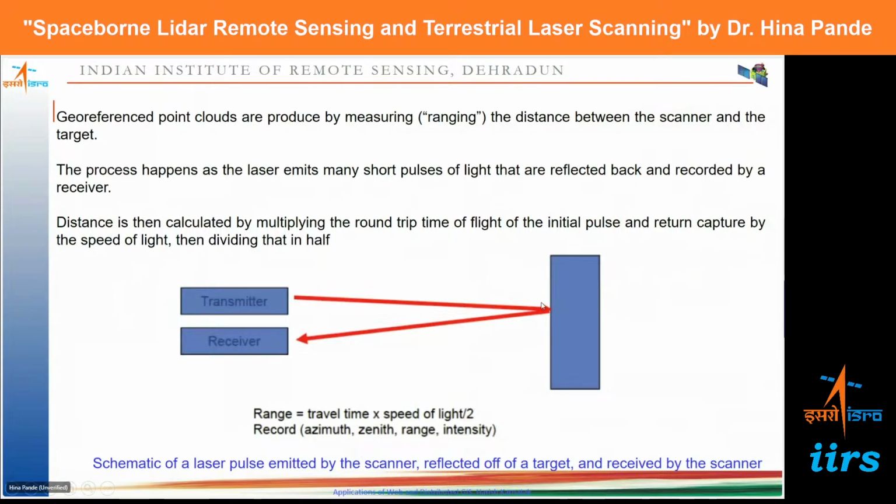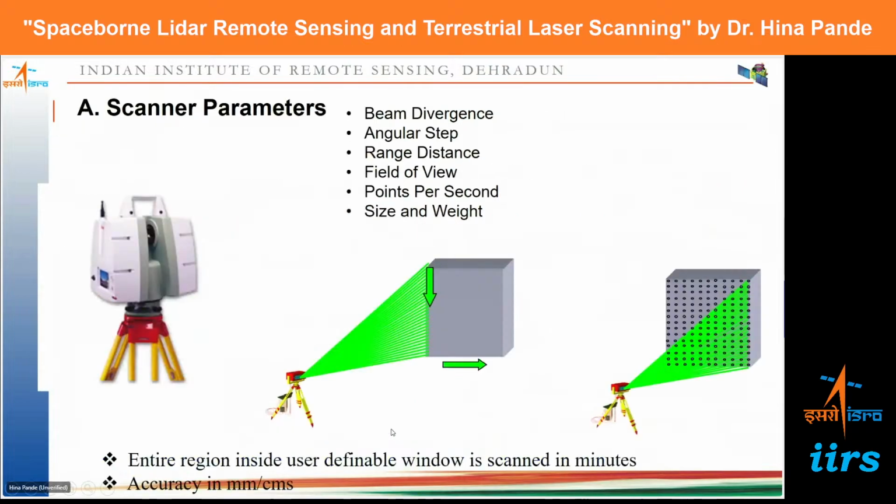So the transmitter sends the pulse, it strikes the surface and comes back to the receiver. And then we calculate the distance. And this is converted into Z coordinate measurements with the help of this. So once the pulses are sent, you can see they are very dense pulses, and each point is associated with X, Y, and Z coordinates. So the entire region inside a definable window is scanned very quickly, to the tune of minutes or seconds, and we get accuracy in millimeters or centimeters.